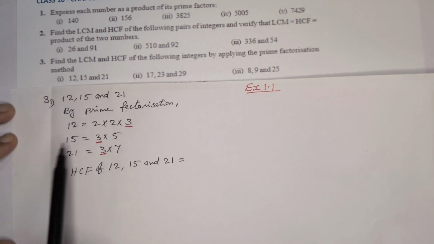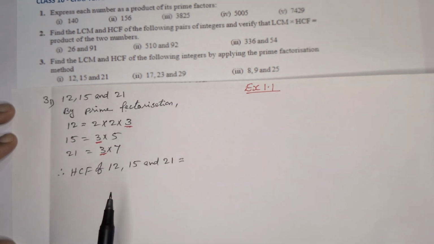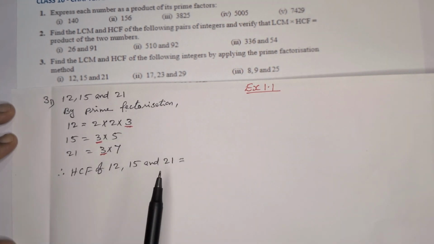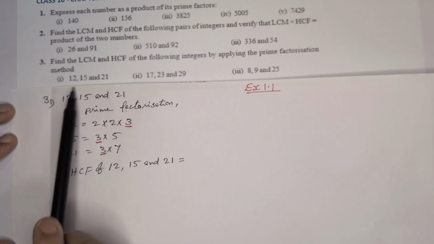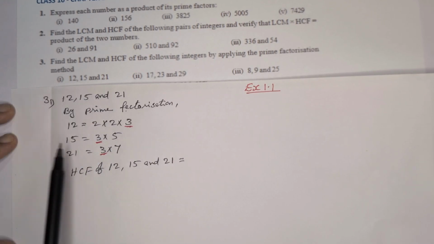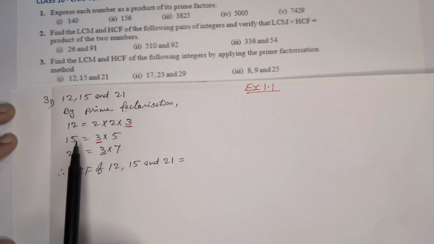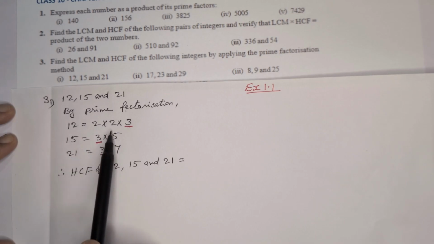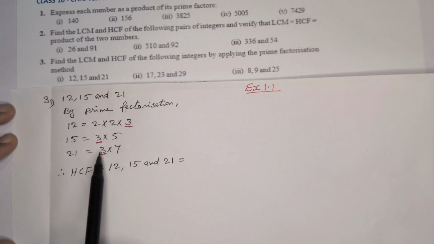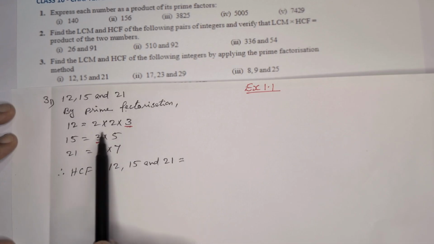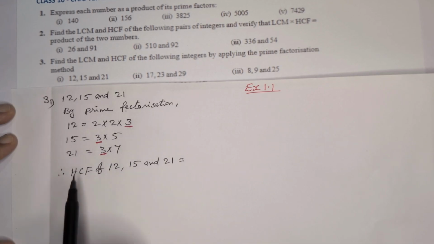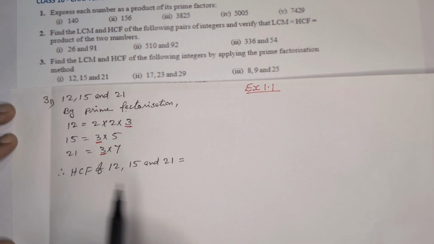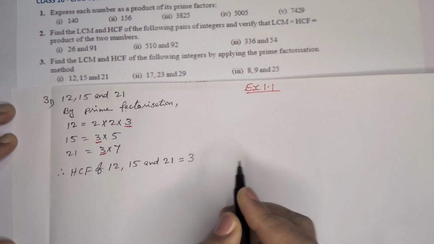Third question, find the LCM and HCF of the following integers by applying the prime factorization method. First one, 12, 15 and 21. By the prime factorization method, we get 12 is equal to 2 into 2 into 3, 15 is equal to 3 into 5, 21 is equal to 3 into 7. Here we can see 3 is common everywhere. So HCF of 12, 15, 21 is equal to 3.